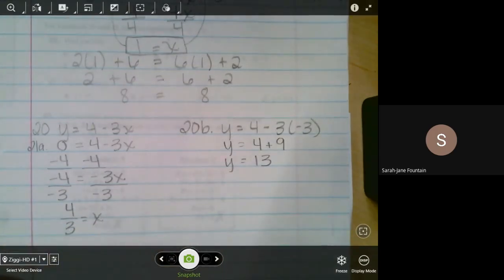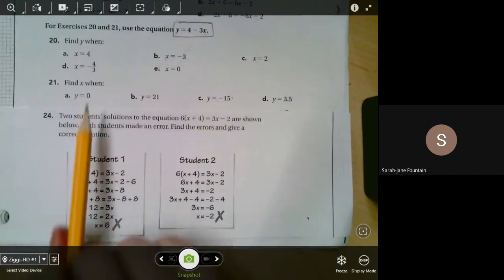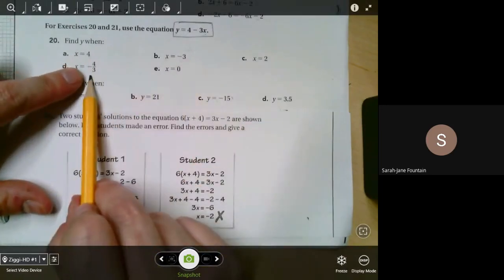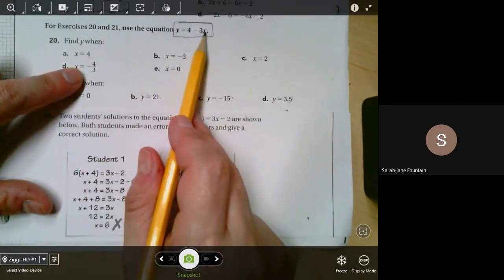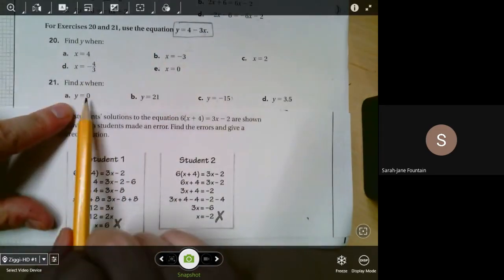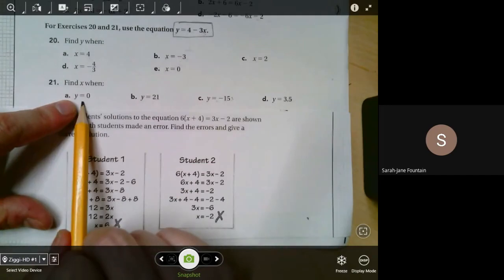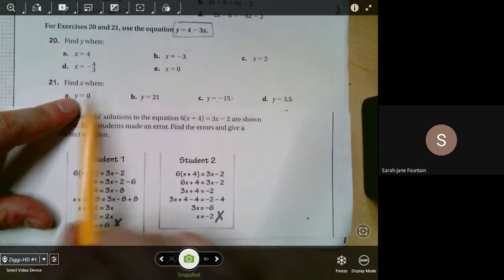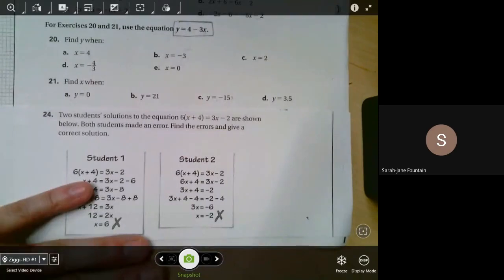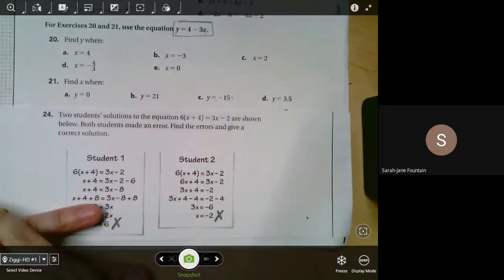X equals 4/3. All you're doing is taking these numbers, the 4, the -3, the 2, the 0, the -4/3, and plugging them in for x. Find x when you have y. It's telling you that y is 0, y is 21, y is -15, y is 3.5. You're solving for each one of those equations.